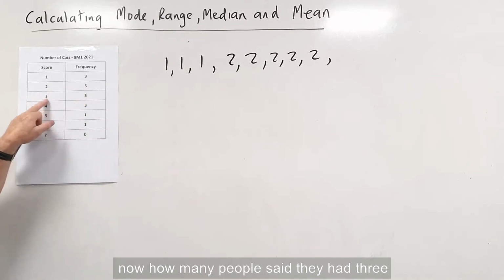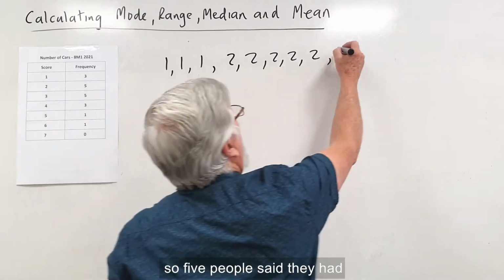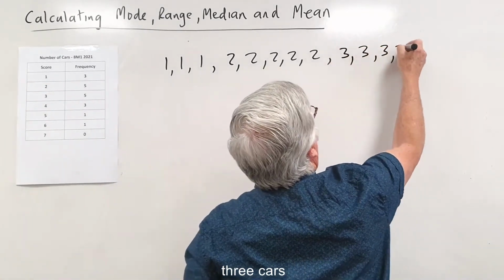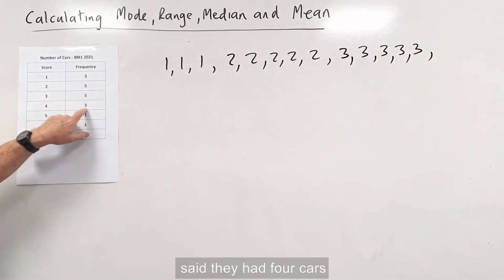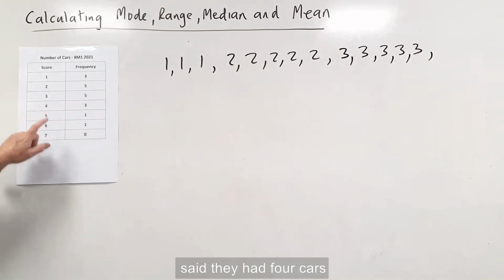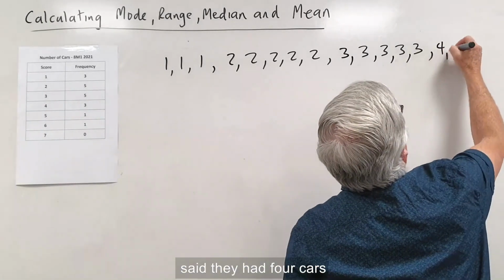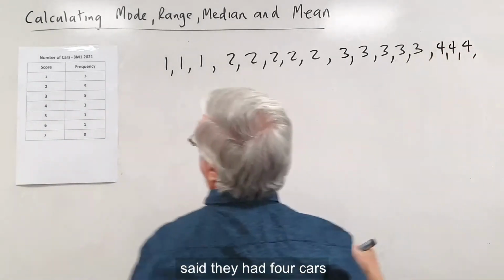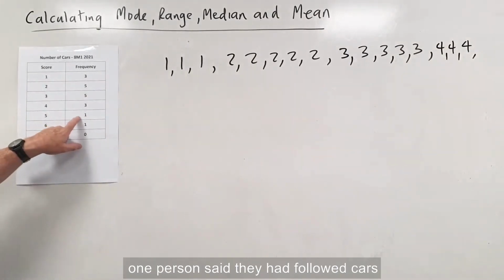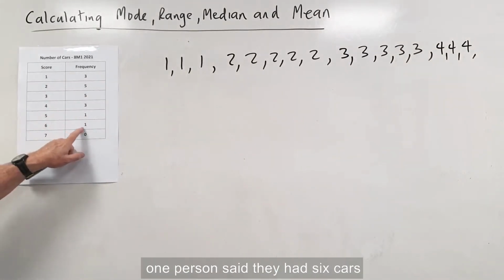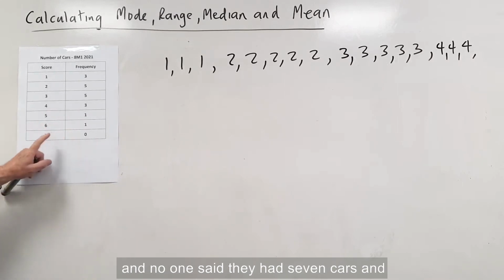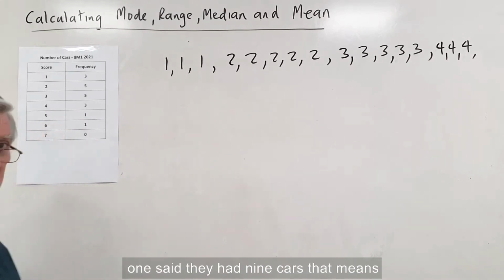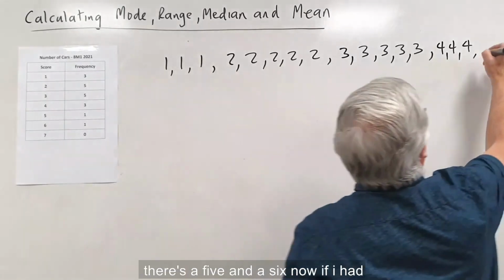How many people said they had 3 cars? 5 people said they had 3 cars. 3 people said they had 4 cars. 1 person said they had 5 cars. 1 person said they had 6 cars. And no one said they had 7 cars, no one said 8 cars, and no one said 9 cars. So that means there's a 5 and a 6.